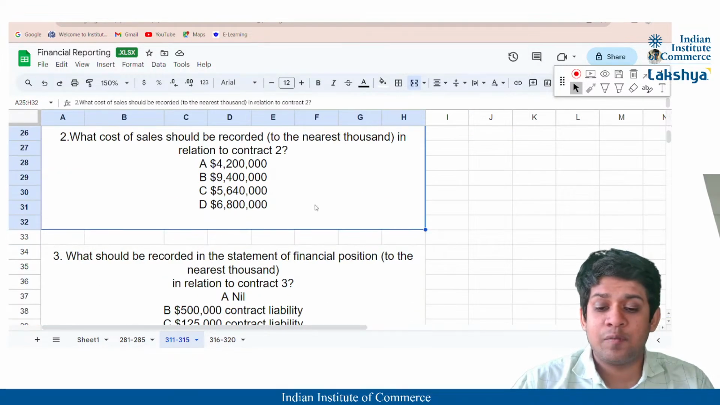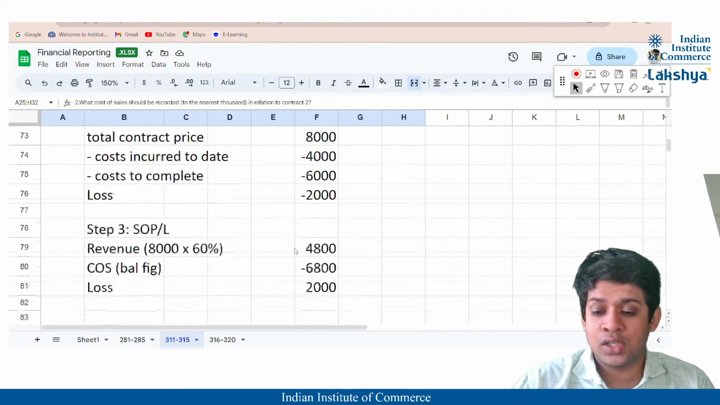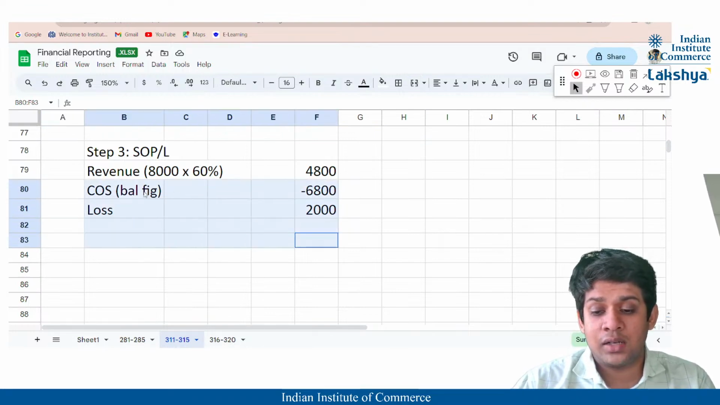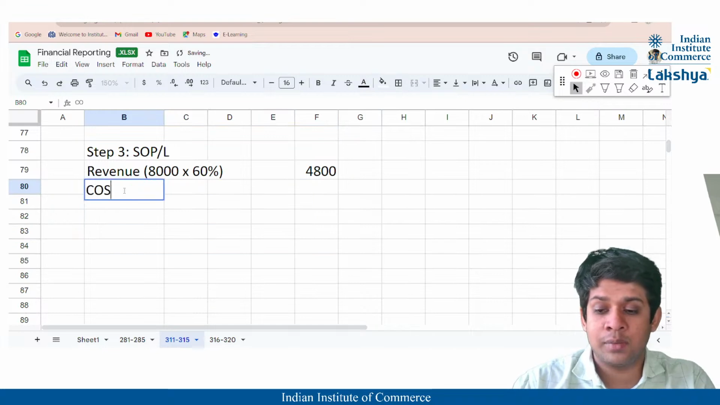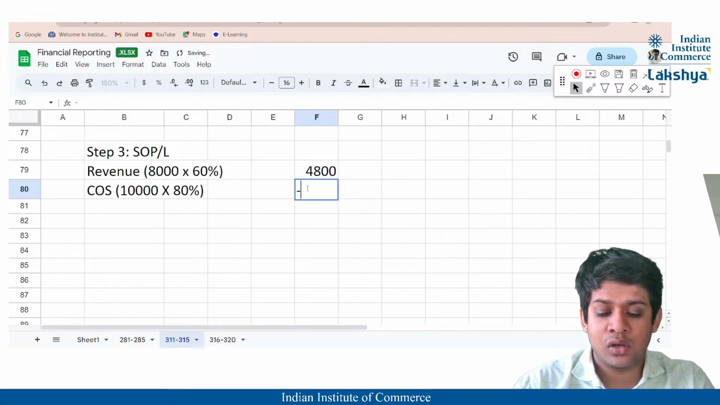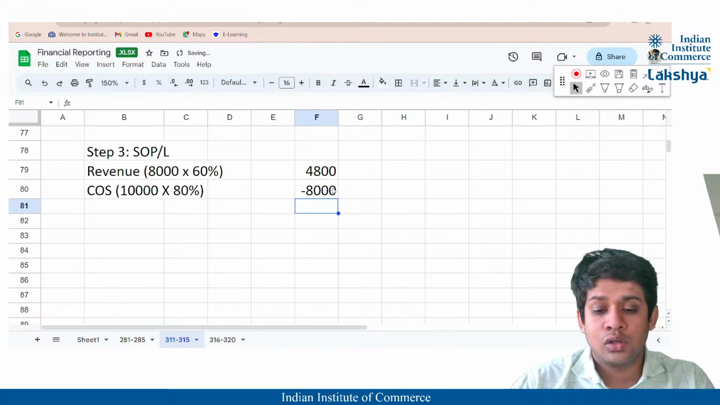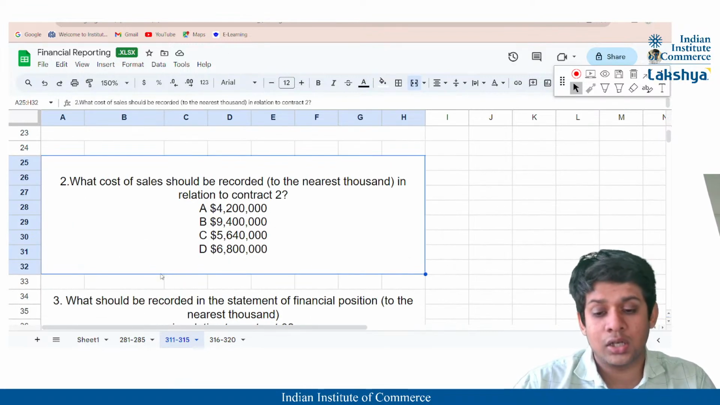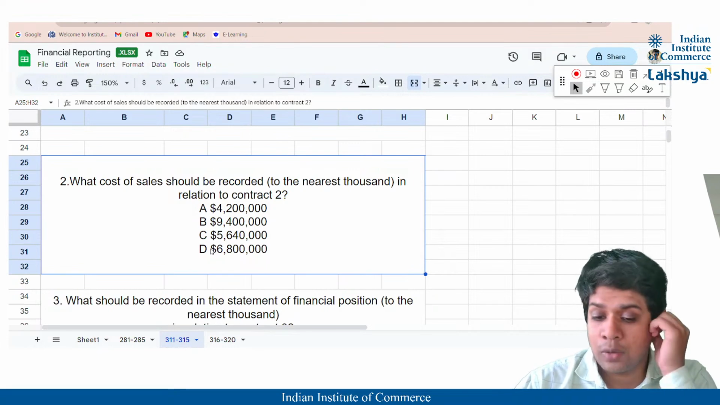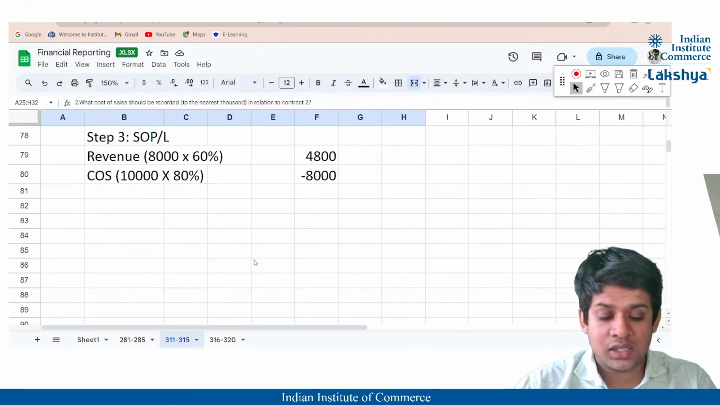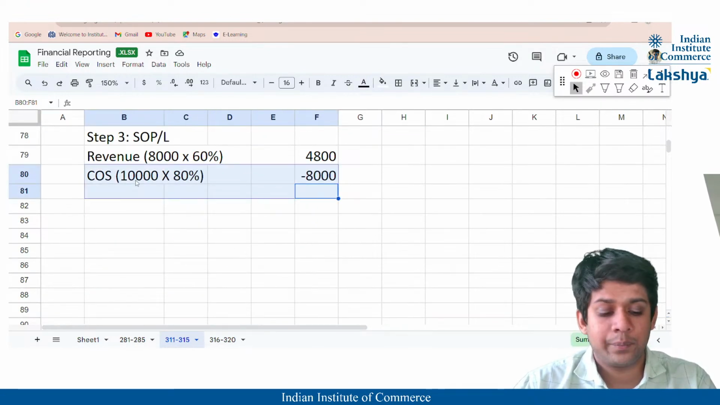See guys, if I would have directly recognized the cost of sales using the progress percentage, that would have been a mistake, and they would have given us an option with that mistake. So if I would have taken my cost of sales, that is 10,000 into 80%, it would have been 8,000 as the cost of sales, correct? They might have mentioned an option. Okay, they have not mentioned here, but they usually try to trick you. So I hope this part is clear, guys. I hope you all have understood it clearly.